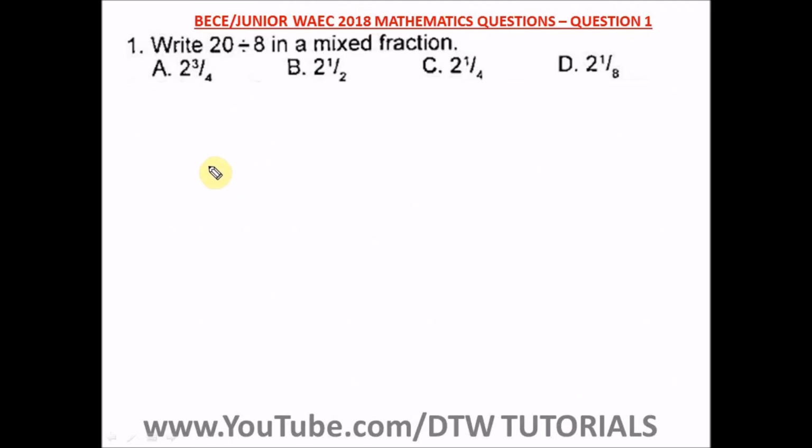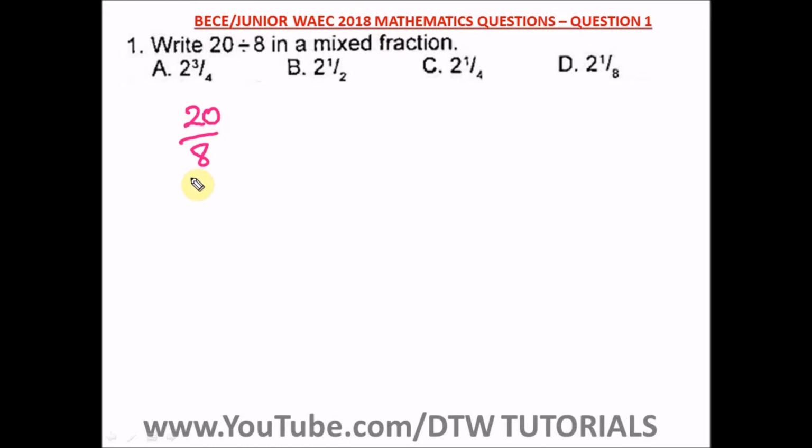Question 1 of the BECE Junior WAEC 2018 mathematics past question, that's your OBJ past question. It says write 20 divided by 8 in a mixed fraction. So we're to write 20 divided by 8 in a mixed fraction. What do we do? 20 divided by 8 is 20 over 8.